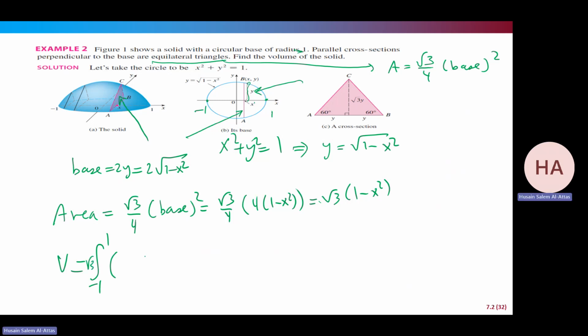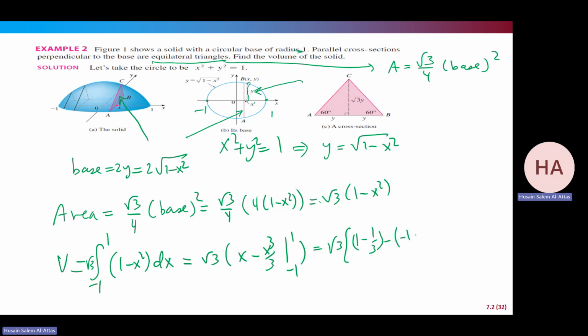Let's write square root of 3 outside, the integral of 1 minus x squared dx. It will be square root of 3 times (x minus x cubed over 3) from minus 1 to 1. Okay, that gives me what? You can make it double, but it's okay. Easy one. That will be 1 minus 1 over 3 minus (minus 1 plus 1 over 3). That gives me square root of 3 times (2 minus 2 over 3), which gives me 4 square root 3 over 3.